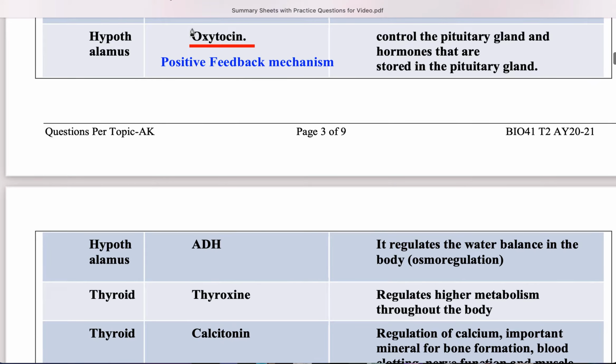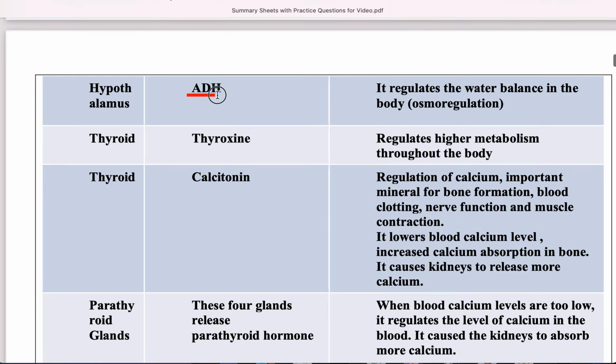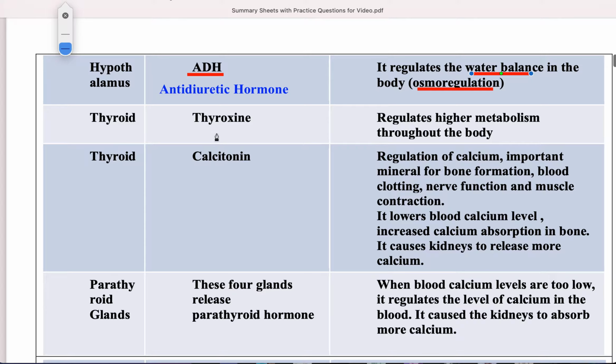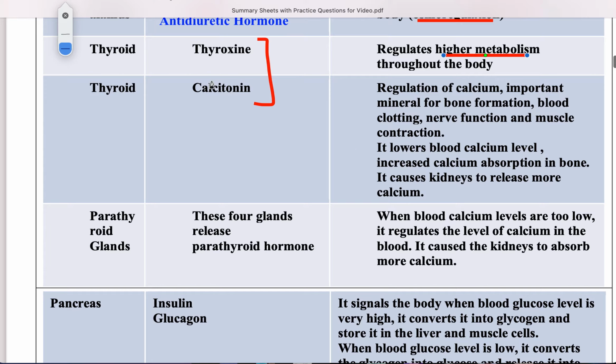And oxytocin, we studied it. It was involved in milk production in the female. ADH, anti-diuretic hormone. Let's just write its full form: anti-diuretic hormone. This hormone basically regulates the water balance in your body. Thyroid releases thyroxine and calcitonin. Both of these hormones are released by the thyroid. Thyroxine regulates your higher metabolism, while calcitonin is the one which regulates calcium.